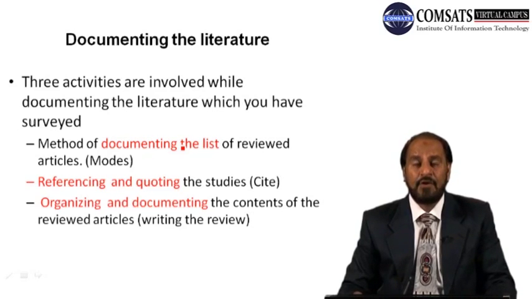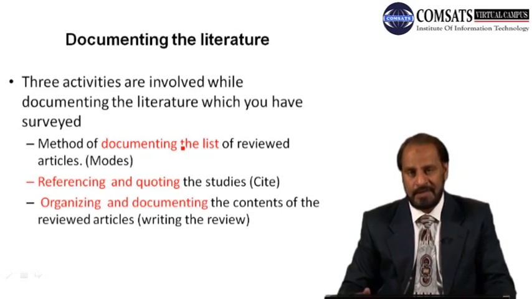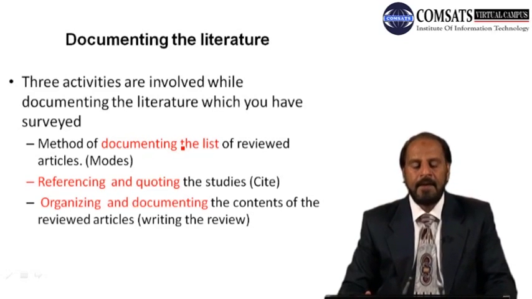So the details of the article, such as the year of publication, the journal in which it has been published, the title of the article, you keep a list of all those articles and books which you have surveyed, and you develop a list for that. This particular step is what we call the method of documenting a list of the reviewed articles. And there are different modes for documenting that. We're going to talk about these different modes a little later during this session.